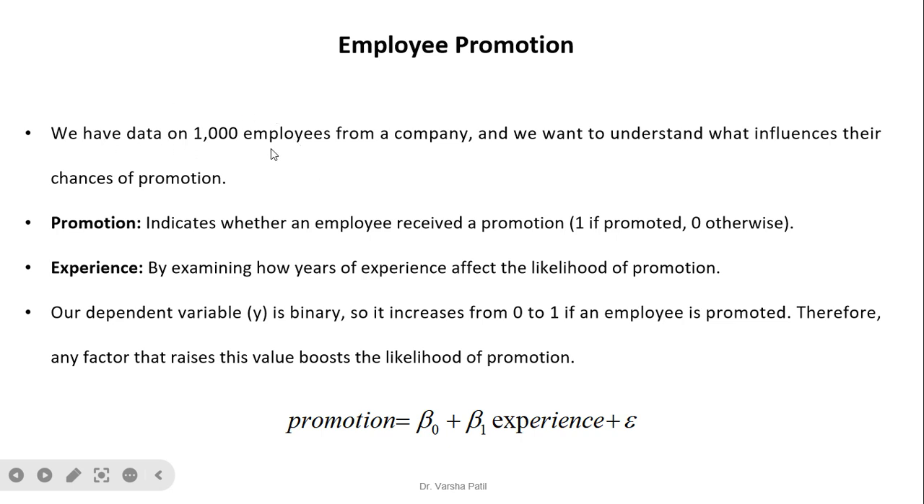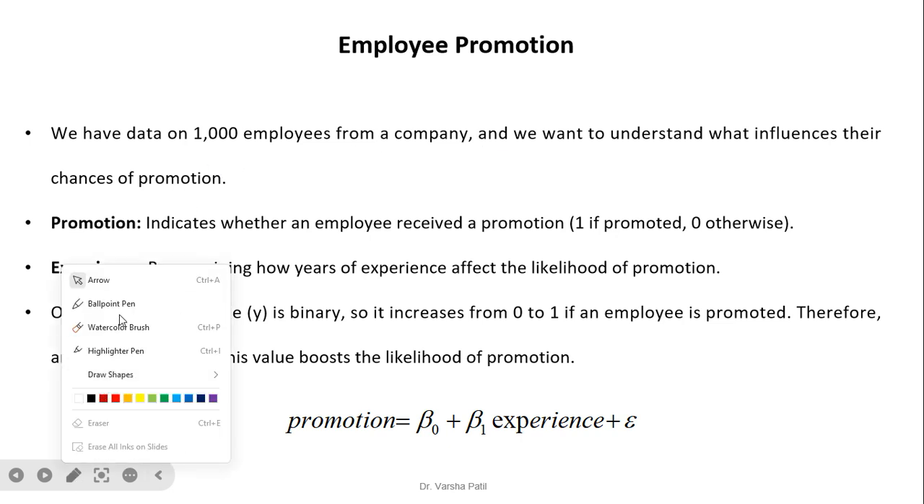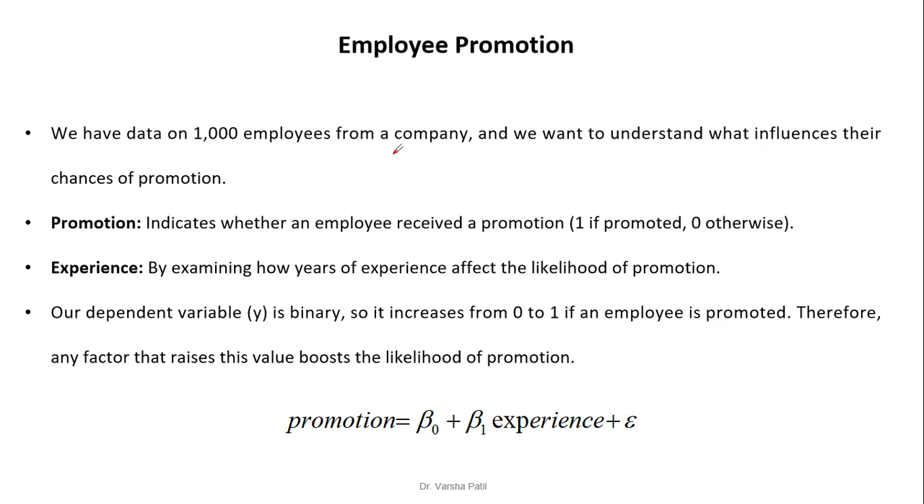We have data on 1000 employees from a company and we want to understand what influences their chances of promotion. Promotion indicates whether an employee received a promotion or not. Experience examines how many years of experience affects the likelihood of promotion. So this is the dependent variable and this is the independent variable. Our dependent variable is binary because an employee either gets a promotion or not. So it increases from 0 to 1 if an employee is promoted. Therefore, any factor that raises this value boosts the likelihood of promotion.